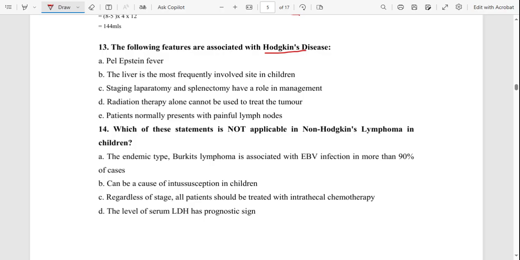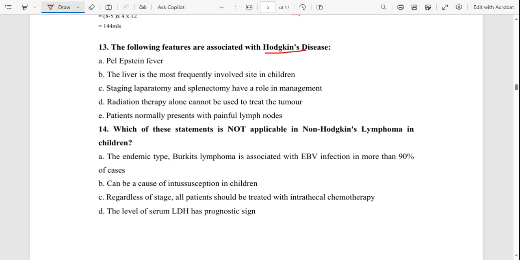Another feature that can be seen is alcohol-induced lymph node pain. Like when someone is taking alcohol, there is pain in the lymph nodes, though it's rare. And then another thing will be pruritus, and there's also going to be fatigue and hepatosplenomegaly.